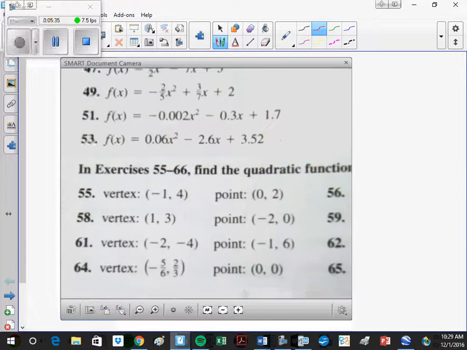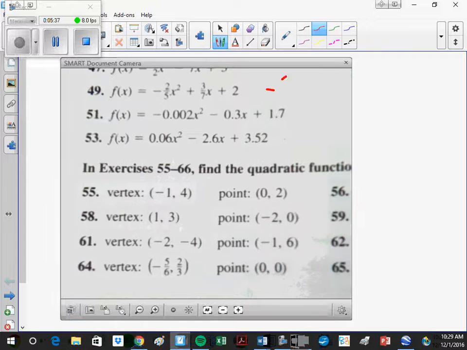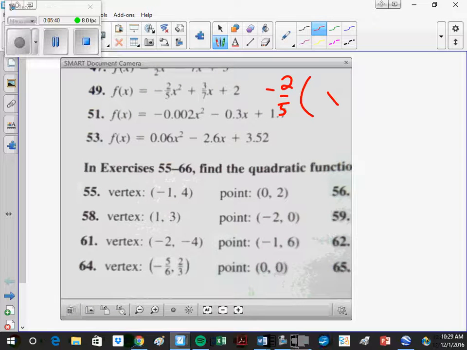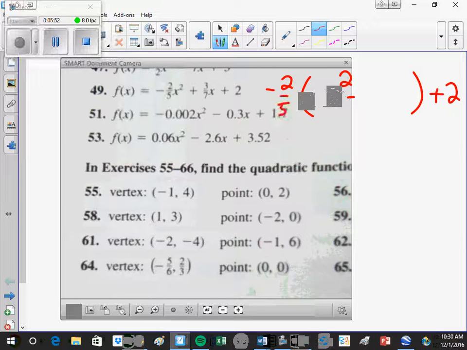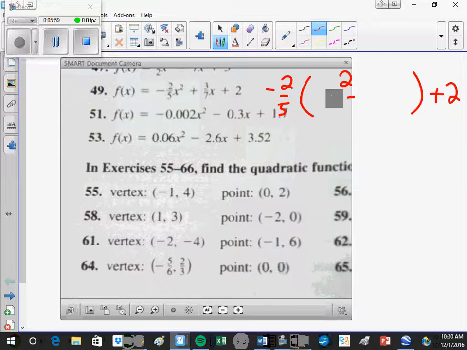Okay, 49. So I need to pull out negative 2/5 and x squared something something plus 2. How do you take a negative 2/5 out of a positive 3/7? Well, I'm going to have a negative, certainly. I need to divide by 2/5, which is really just multiplying by, nope, you flipped the wrong one, multiplying by 5 over 2.